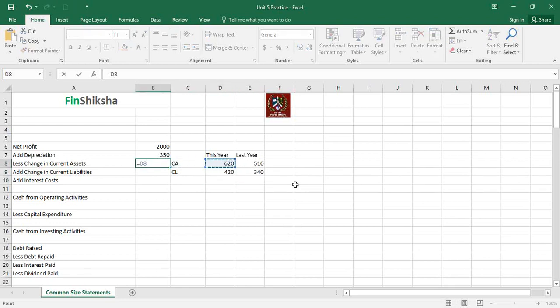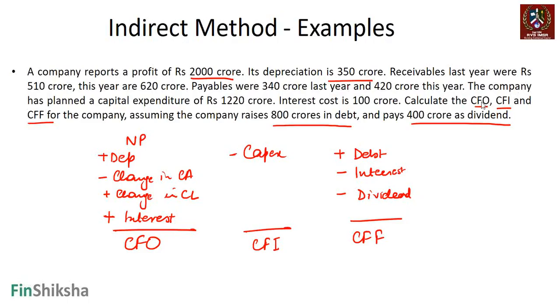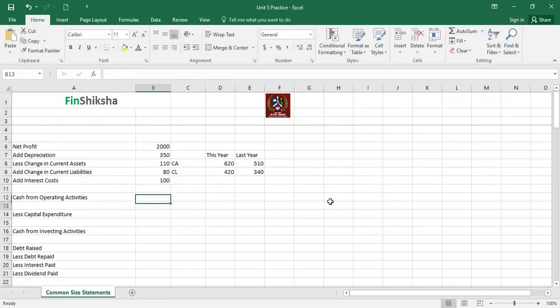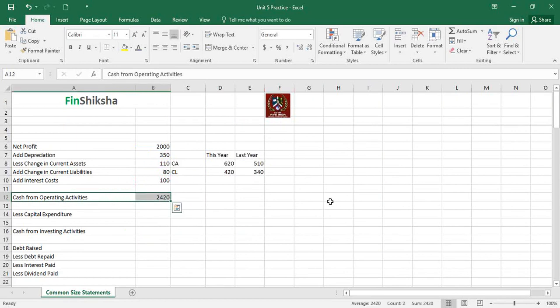Can I find the change? Change is 110. Remember, this will get subtracted eventually in our formula. So we will make that change in the formula. We don't need to put a negative here. And this is positive. This will get added. And what is the interest cost? The interest cost is 100 crore. So 100 gets added. Let's do the formula here. 2000 plus depreciation minus change in current assets plus change in current liabilities plus interest cost. Correct?